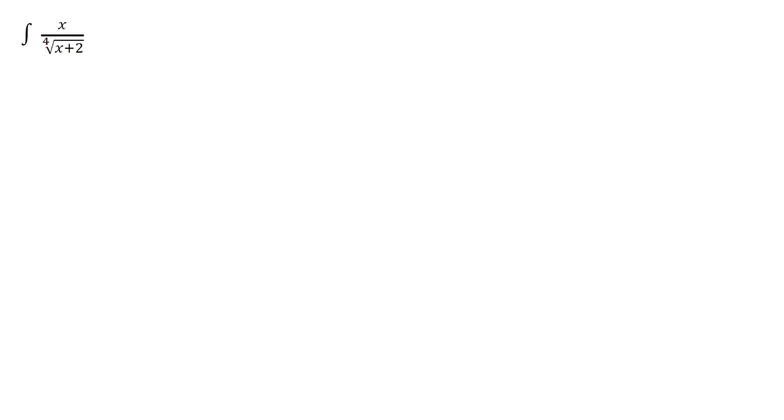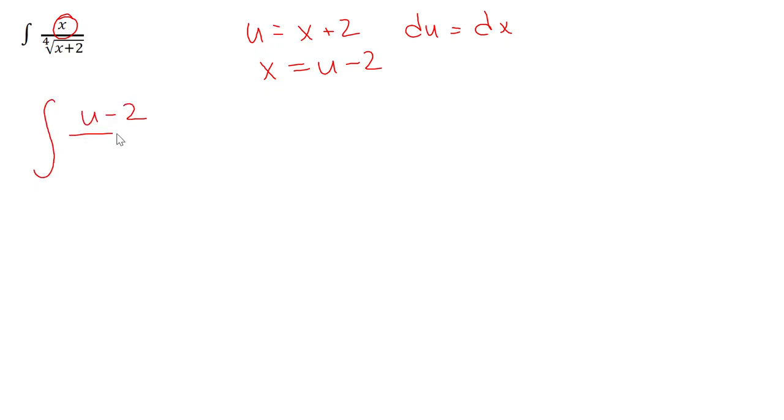All right, here we have x over the 4th root of x plus 2. And so we'll just do kind of what we've been doing before, is we'll do this u substitution for the thing inside the root in the denominator. Nicely enough, this gives us just du is dx. But we are going to have an x to deal with. So let's note that x is equal to u minus 2. So we can rewrite this as the integral of u minus 2 over u to the 1/4 du.